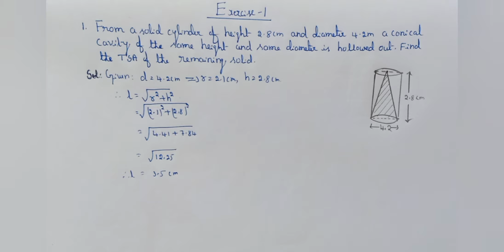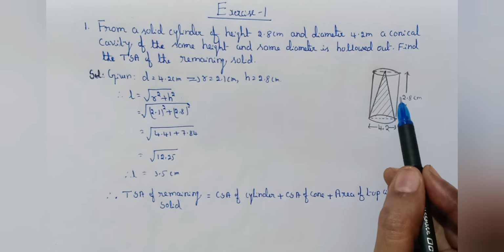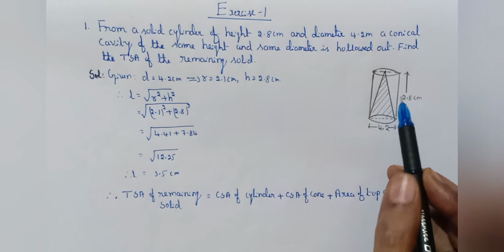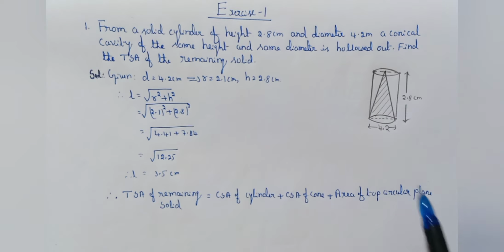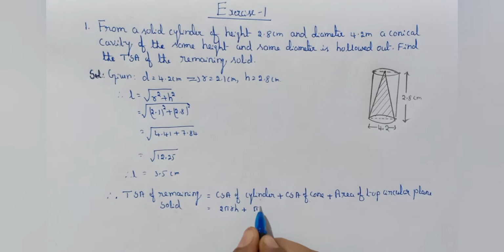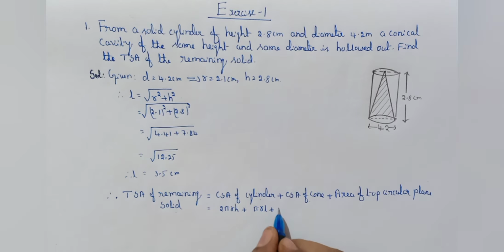Next, find out the TSA of the remaining solid. If you add the CSA of the cylinder, CSA of the cone and area of the circular plane, that gives the total surface area of the remaining solid. So TSA is equal to CSA of the cylinder plus CSA of the cone plus area of the circular plane. CSA of the cylinder is 2 pi RH, CSA of the cone is pi RL, and area of the top circular plane is the area of the circle, pi R square.